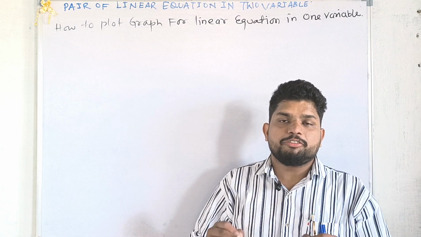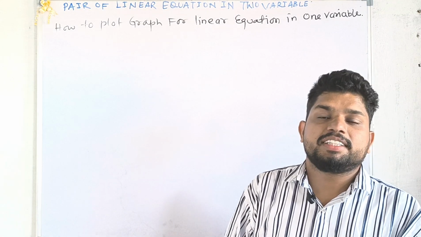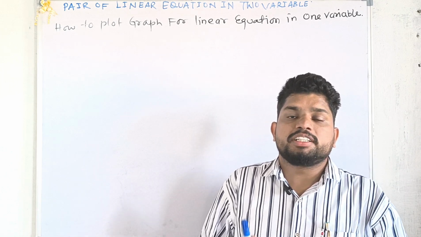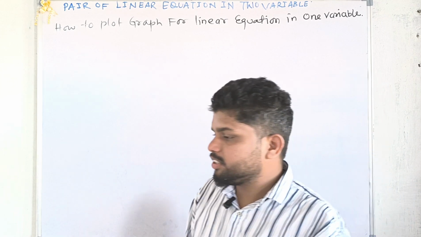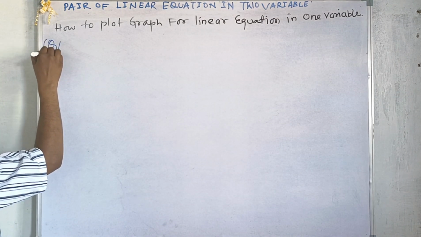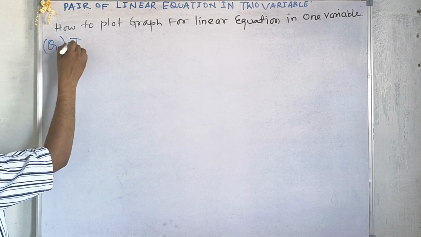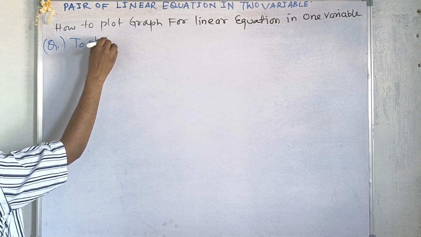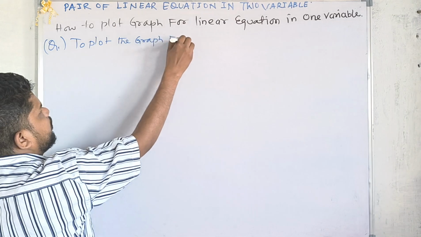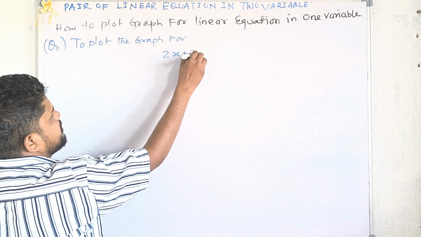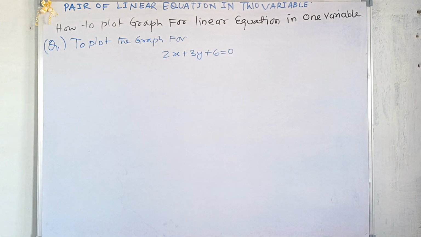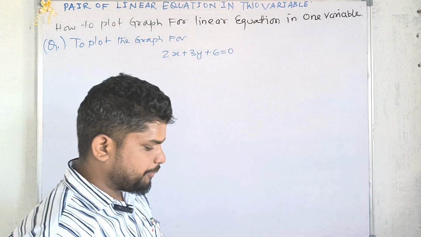Now dear students, we will learn how to plot the graph for the linear equation in two variables. Suppose the examiner asks you to plot the graph for 2x + 3y + 6 = 0 on the graph. One question I am adding here. Okay, suppose this is our question.